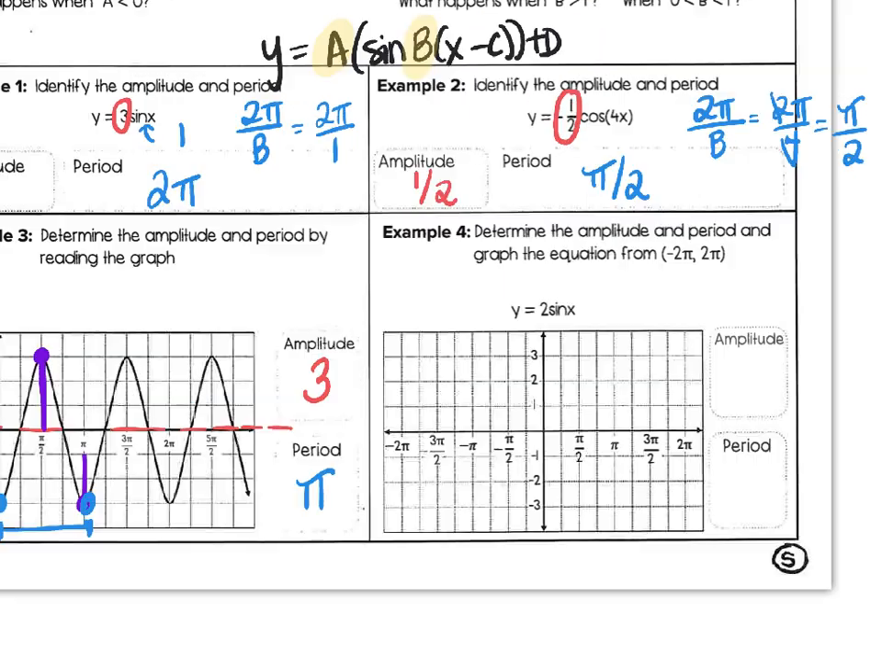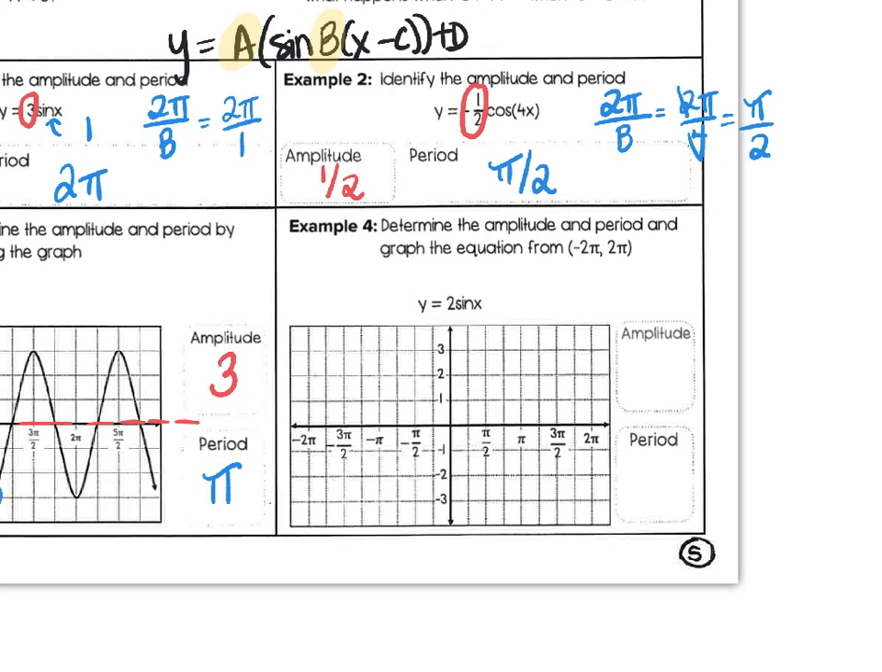All right, example 4. Determine the amplitude and period between these two. So it wants us to graph, and it wants us to find the amplitude and the period. So if we are going to use what we know, we can graph amplitude and period. So let's start by identifying the amplitude and period just by looking at this function. So we know that the amplitude is going to be this value here. So 2 is our amplitude.